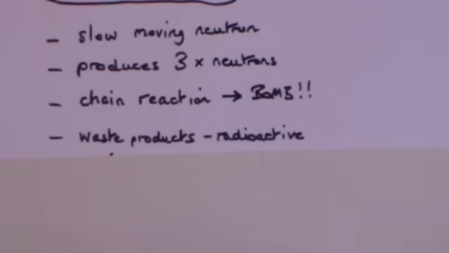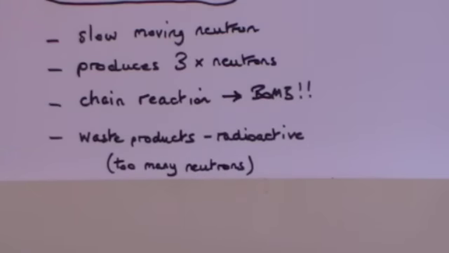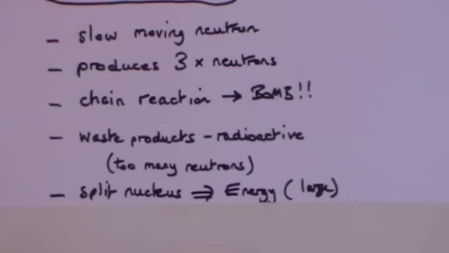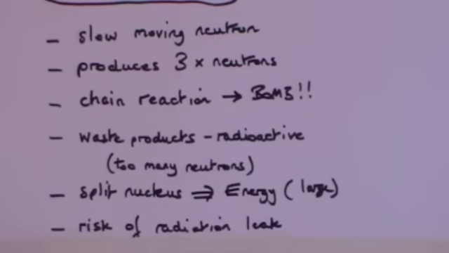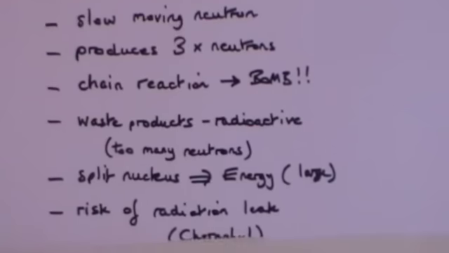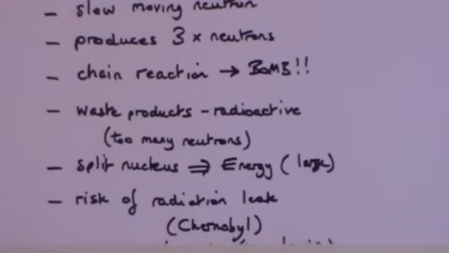You get waste products which are radioactive, and the reason they're radioactive is that the atoms have too many neutrons, so they're unstable, so they too need to decay. But in essence what you're doing is splitting the nucleus, and in doing so you create a mass deficit, and that produces energy. There's a big risk, which is the risk of radiation leaks, such as was the case many years ago in a reactor in Chernobyl. You may have heard of this.